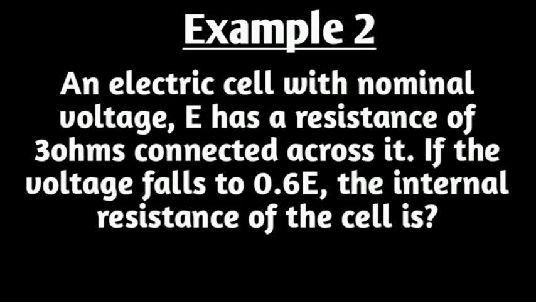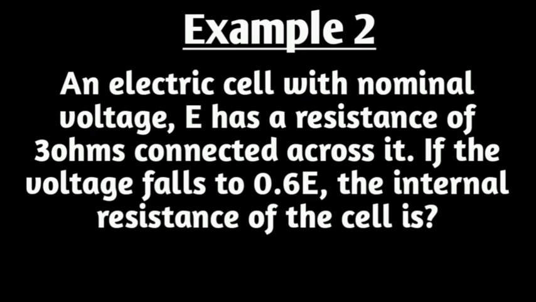Their combined EMF and their combined effective resistance, and that of cells in series. Let's take this second example. An electric cell with nominal voltage E has a resistance of 3 ohms connected across it. If the voltage drops to 0.6 E, the internal resistance of the cell is, this question came out in JAMB 2002. How do we handle this kind of problem?